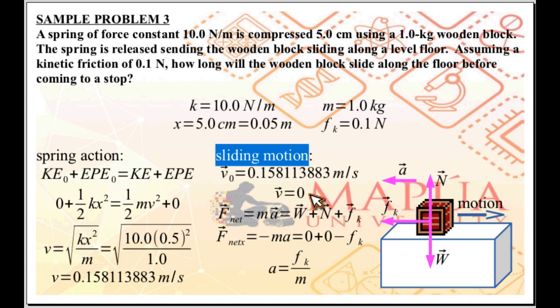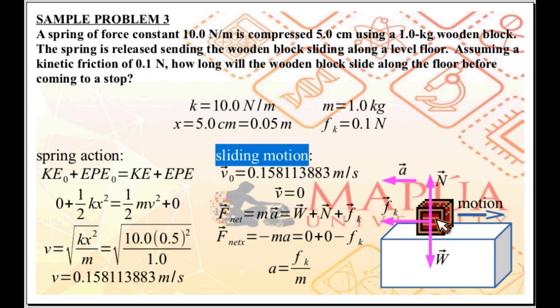To be able to calculate the time of travel, we need the acceleration of the wooden block. For that, we perform force analysis on the wooden block. The wooden block is on the level floor. The wooden block has mass m, therefore it has weight vertically downwards. The horizontal floor surface will produce normal force N, vertical, positive direction because the floor is horizontal. The wooden block is sliding along the floor. There is kinetic friction, as the problem tells us, kinetic friction of 0.1 Newton.